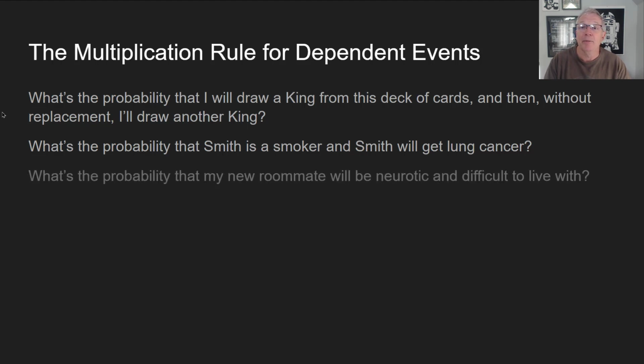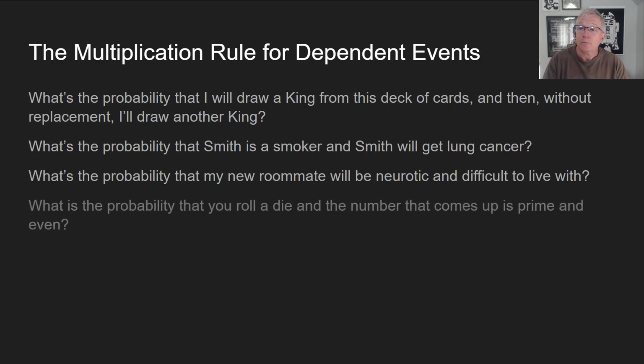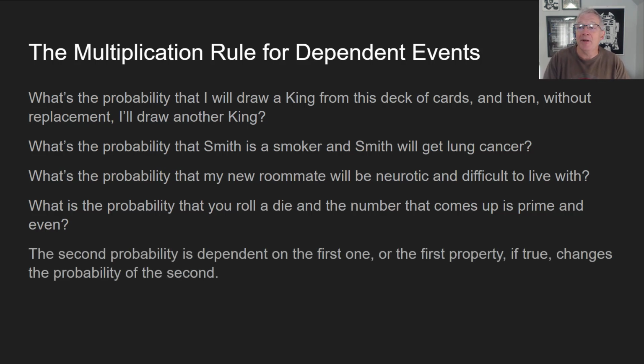That's a dependent probability. What's the probability that my new roommate will be neurotic and difficult to live with? Well, neurotic people are difficult to live with. They're not the only sorts of people who are difficult to live with, but they do go together. So if you find out one, that increases the probability of the other. What's the probability that you roll a die and the number that comes up is prime and even? And that, again, is a dependent event. Think that one through. The second probability is dependent on the first one, or the first property, if true, changes the probability of the second.